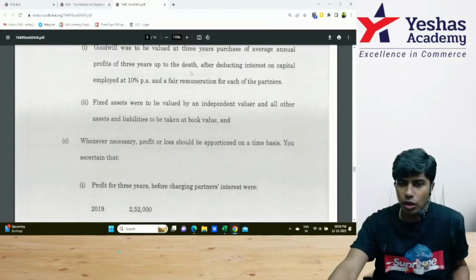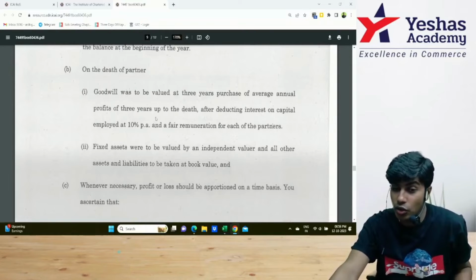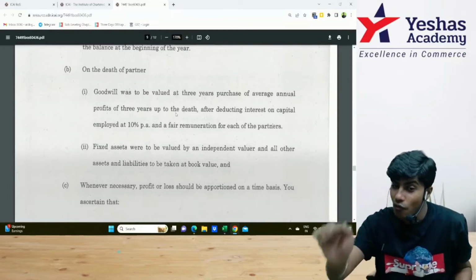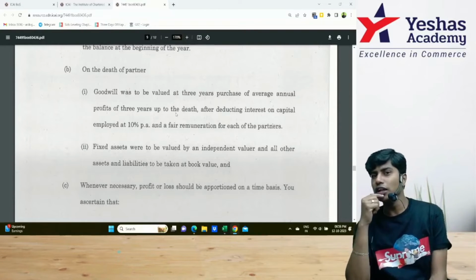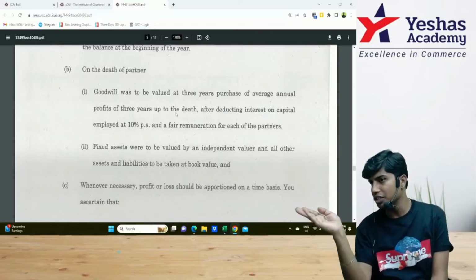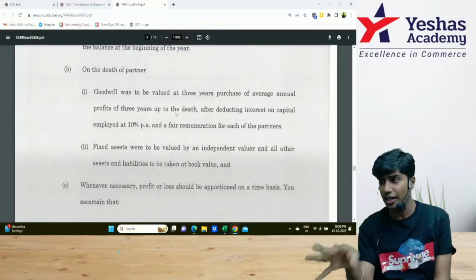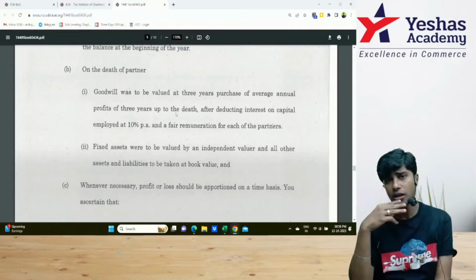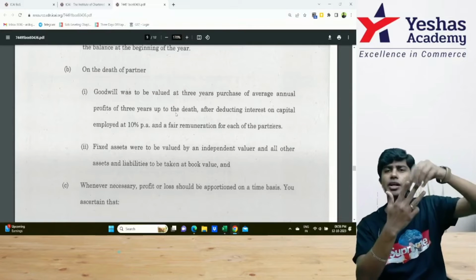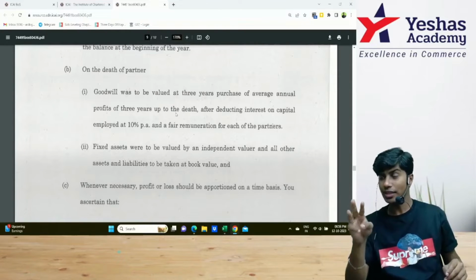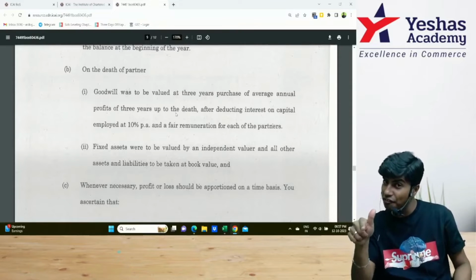Now they've told profit should be taken as the average of how many years? 3 years, okay. This is the catch. Up to the death. Usually when we say admission or retirement, let's say admission is happening in 2022, and the calendar year is the accounting year in the question, January to December. When they say 3 years, before 2022 means 19, 20, 21. You take it like that. Here in the death case, they are telling 3 years up to the date of death.